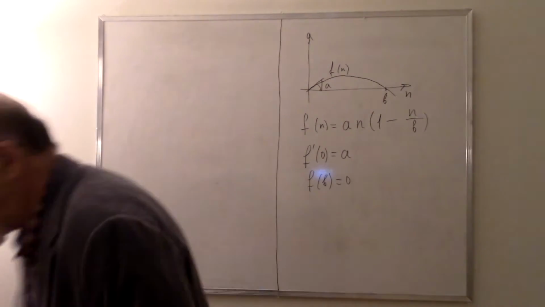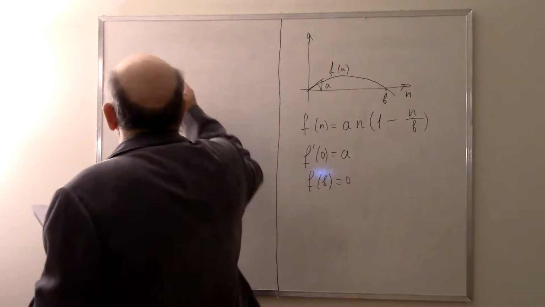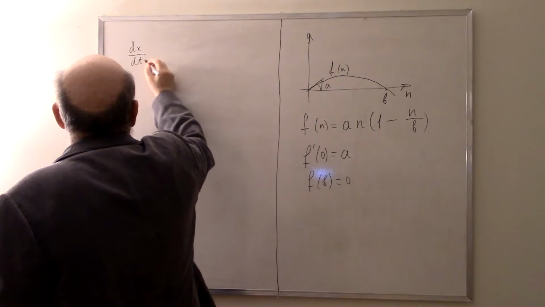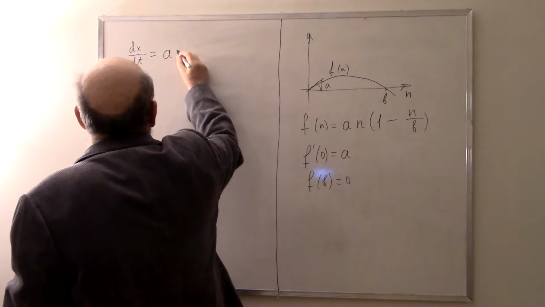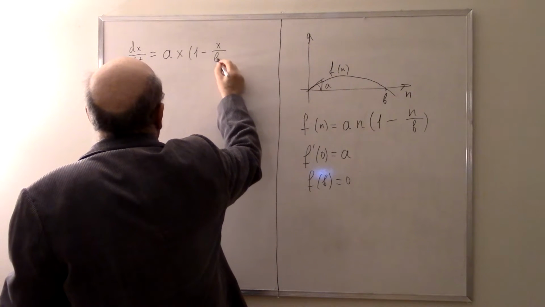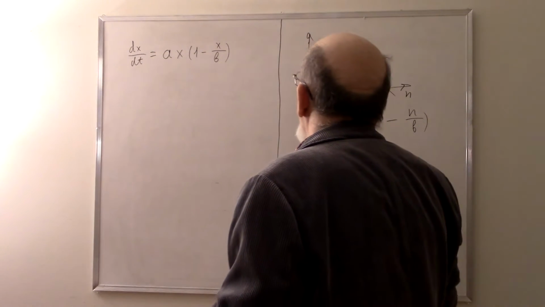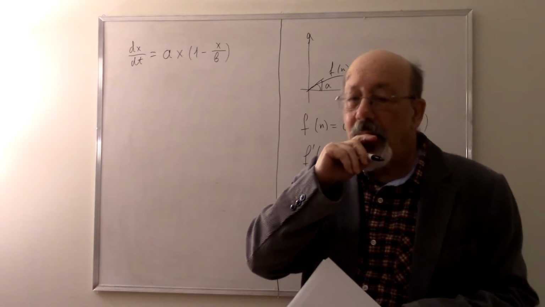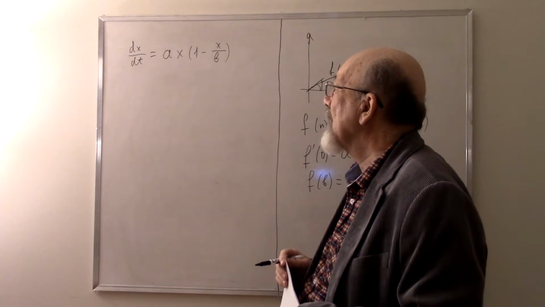Let me change the notation a little, just make it abstract. dx/dt equals this function, ax(1 - x/b). There is nothing unusual in this equation, so let us solve it.